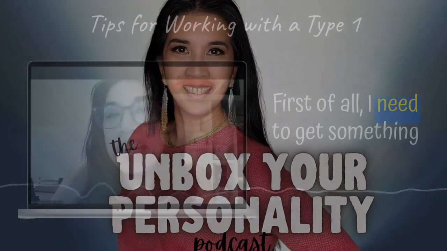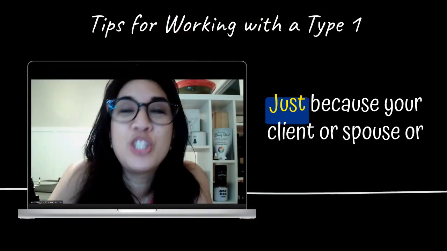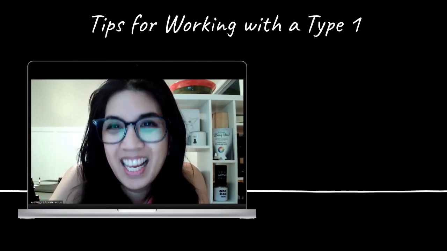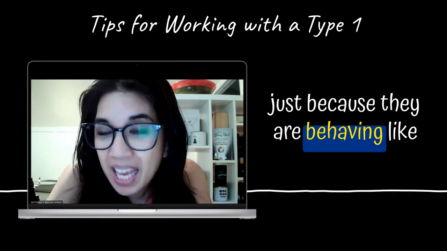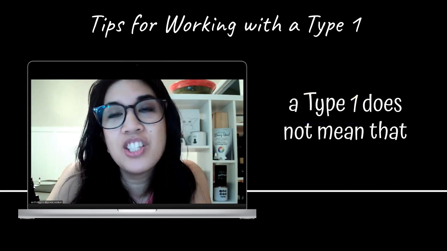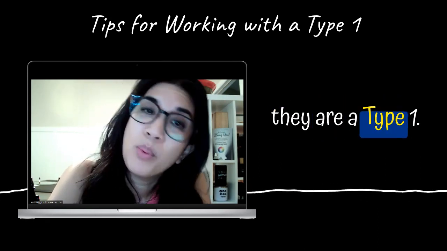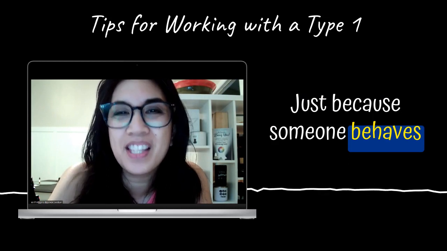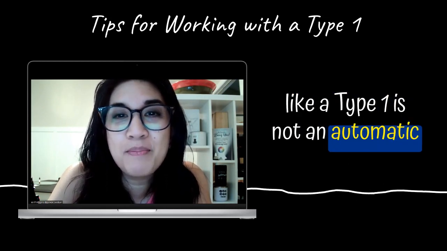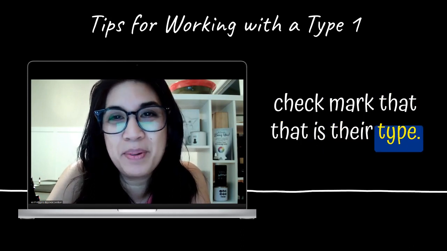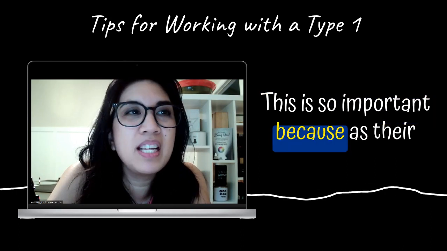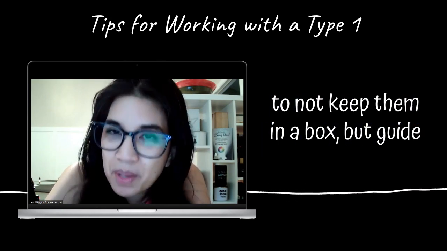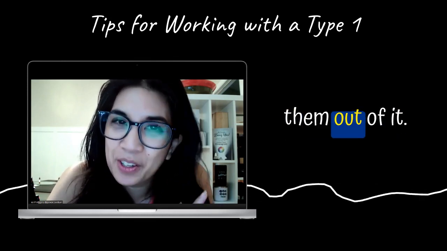First of all, I need to get something out of my system. Just because your client or spouse or friend or parent or whoever, just because they are behaving like a type 1 does not mean that they are a type 1. I'm going to say that again because it's super important. Just because someone behaves like a type 1 is not an automatic check mark that that is their type. This is so important because as their coach or their mentor, it's your job to not keep them in a box, but guide them out of it.